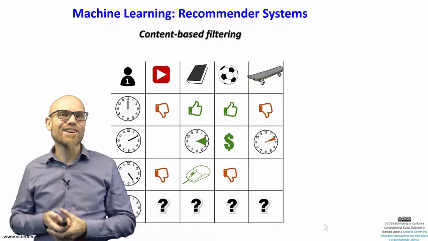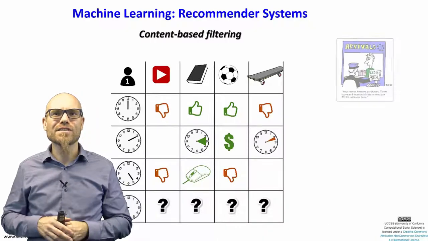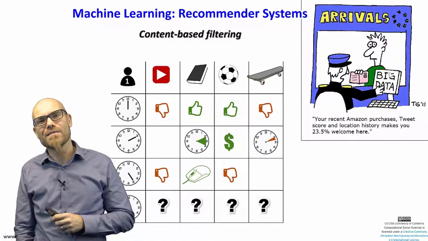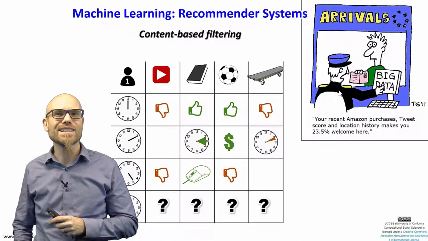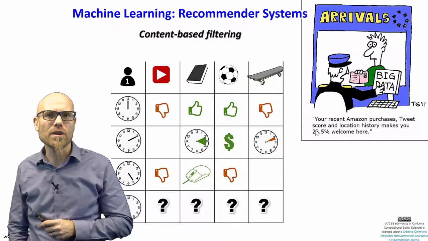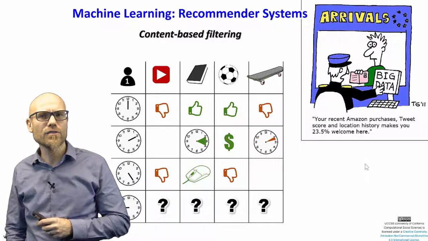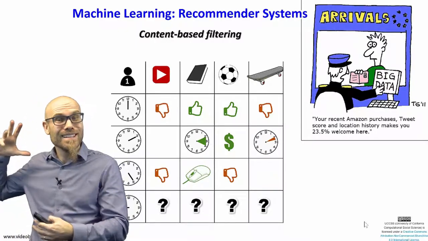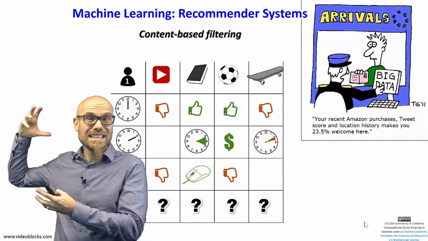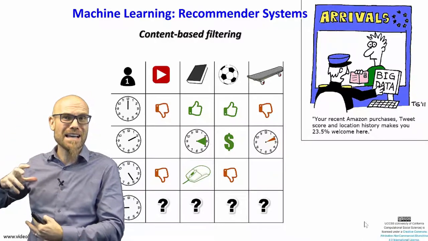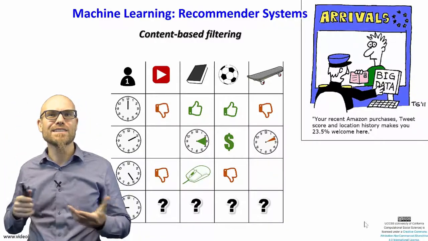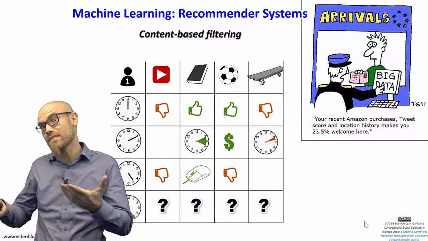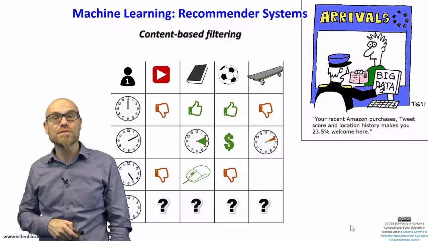And nowadays, that is often used in many things. So this cartoon here, for example, shows somebody entering a country, going by the governmental officials, the immigration, and it says, your recent Amazon purchases and Twitter score and location history makes you 23.5% welcome here. So, wow, since Edward Snowden, we know what's happening. They basically have your trajectory from the past, be it Amazon purchases, Twitter tweets, and location history. And then you can calculate the score, how likely it is that you will purchase something, or how likely it is that you treat a person differently for some other purposes.